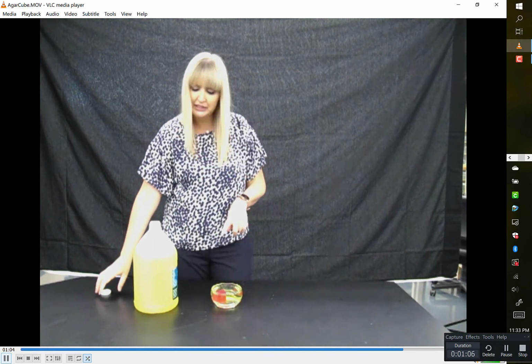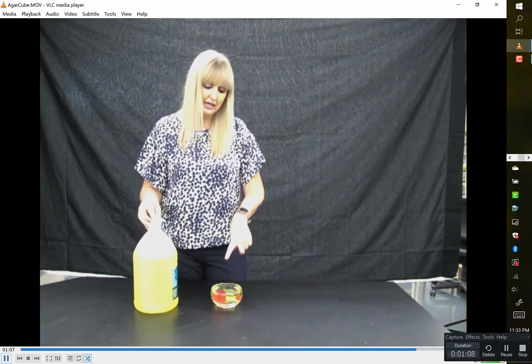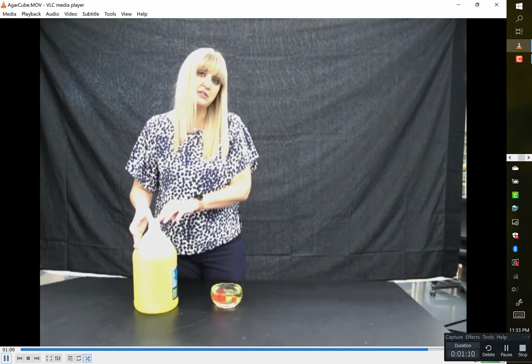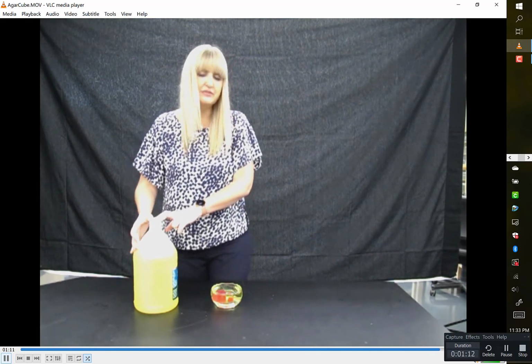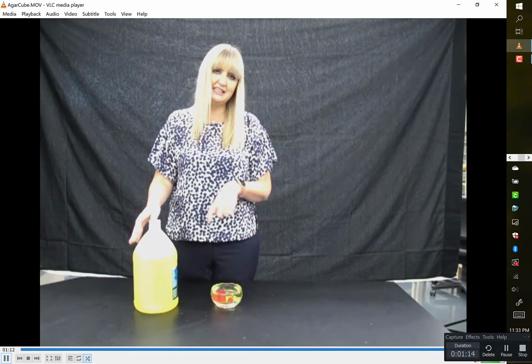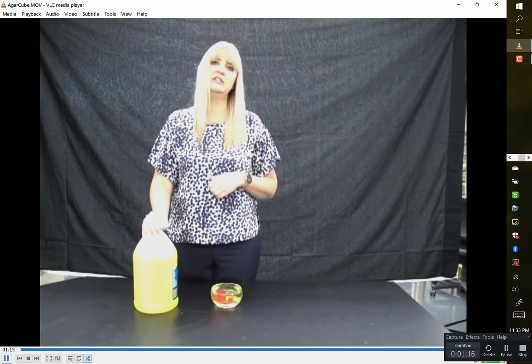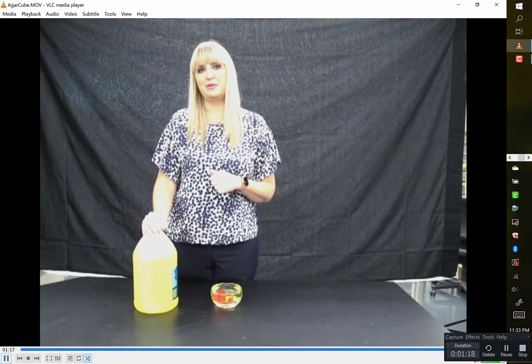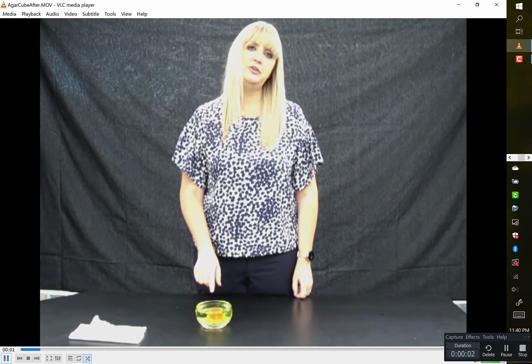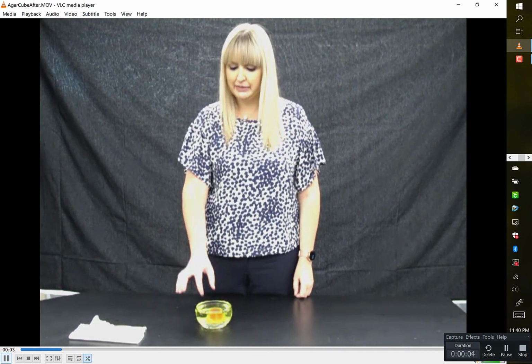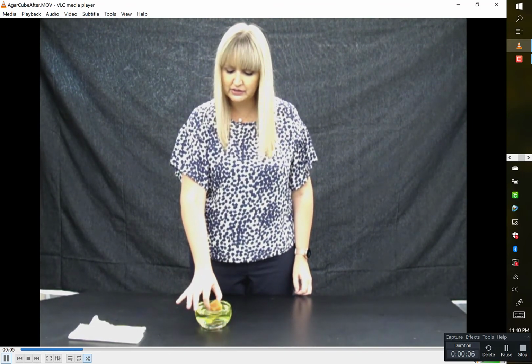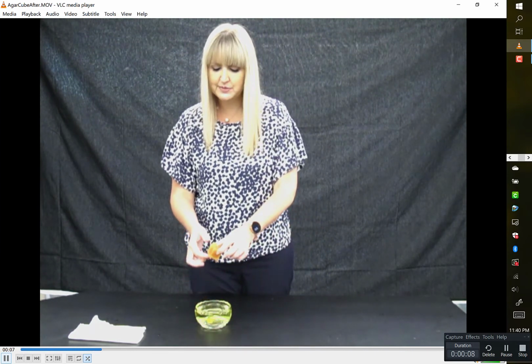So both of my cubes are submerged, and I'm going to leave them in the vinegar solution for 10 minutes. And after 10 minutes, I'm going to look at the effect of the rate of diffusion based on surface area to volume ratio. So our phenol red cubes have been sitting in the vinegar for 10 minutes, and let's take them out and take a look at what those cubes look like.